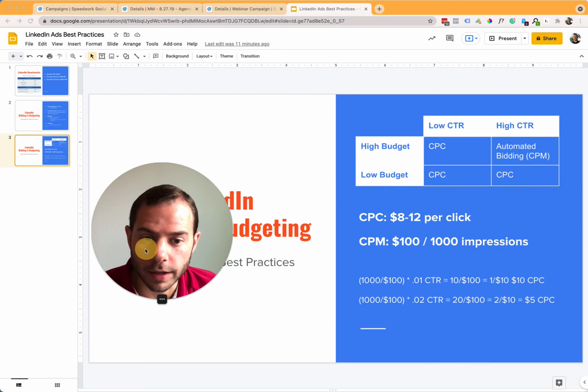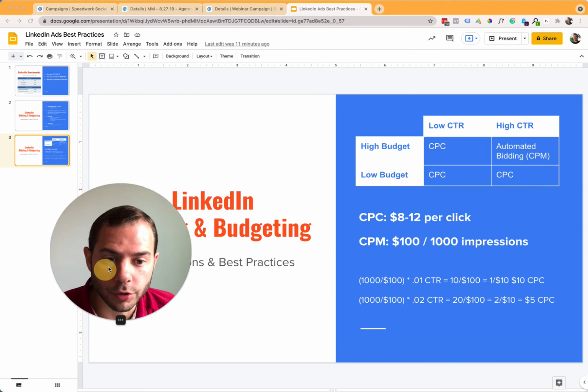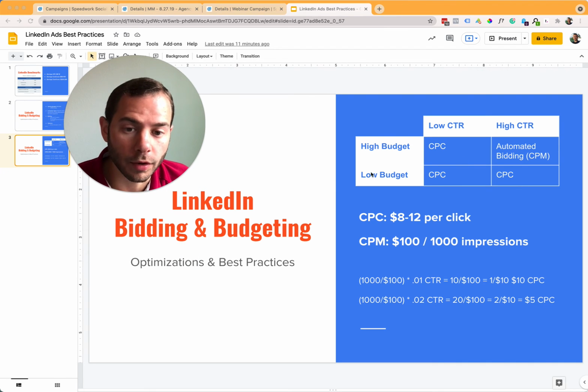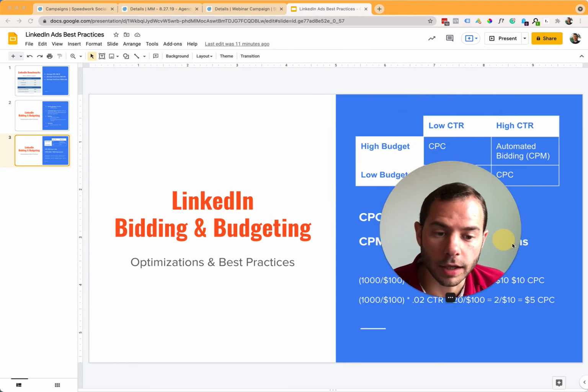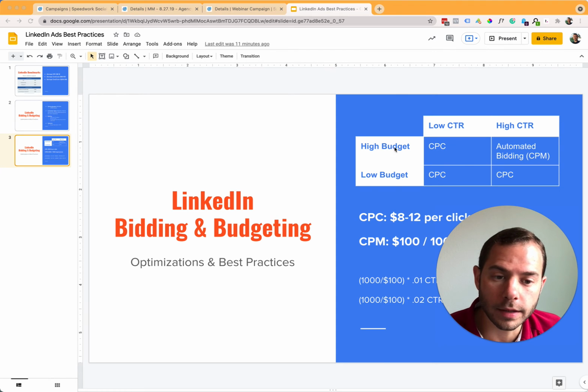So next one here is getting a little more advanced. So there are times when automated bidding is useful, and you can see this little chart here that compares your click-through rate to your budget. So in most cases, you do want to start with a CPC bid because that's going to give you the most optimal costs on LinkedIn. Where if you have a low click-through rate, you want to be on CPC. If you have a low budget, you want to be on CPC.